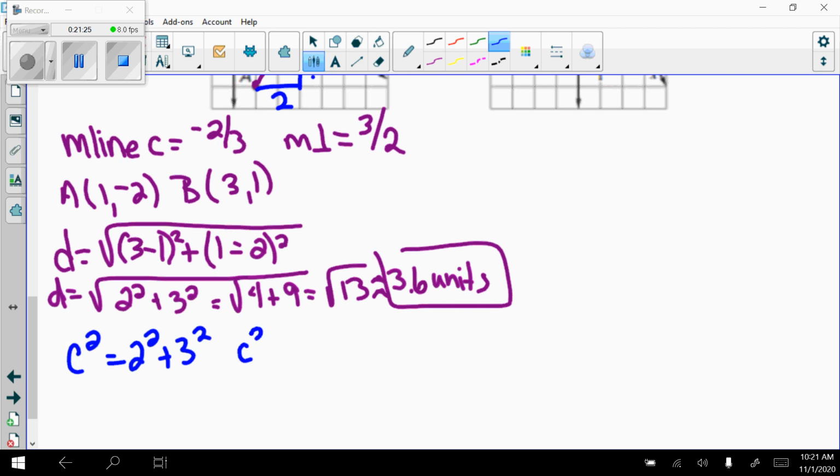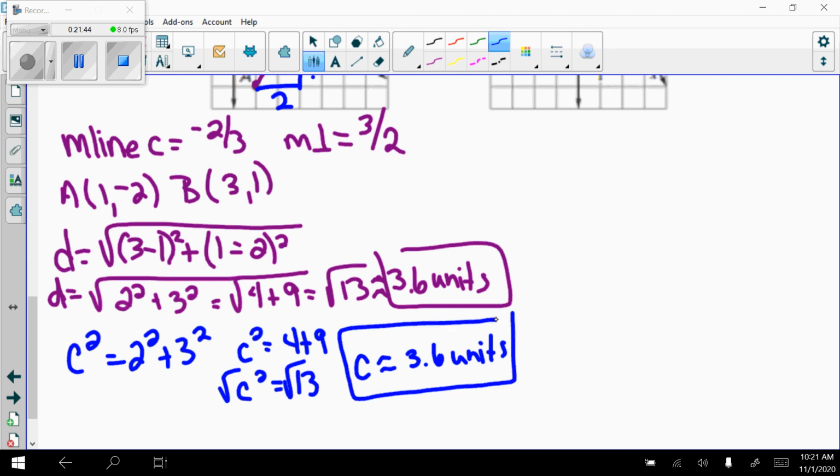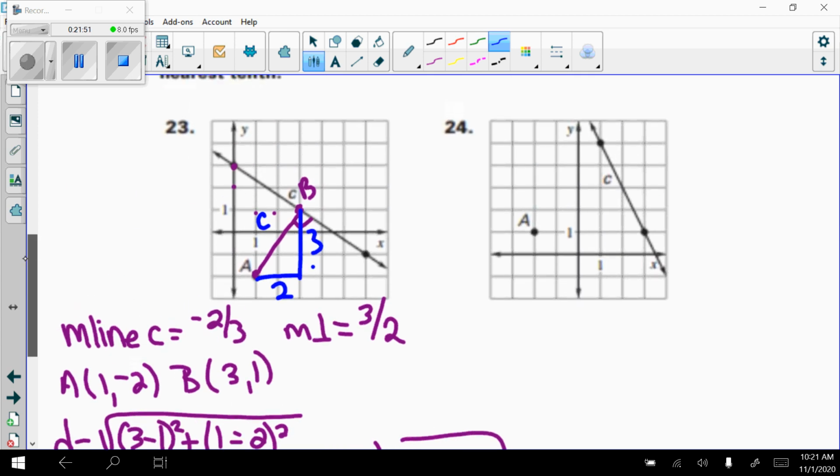So I get C squared equals 4 plus 9. C squared equals 13, but I don't want C squared, I just want C, so take the square root of both sides. So C is approximately 3.6 units. You see, it does not matter, distance formula or Pythagorean theorem. We get the same answer either way. Let's do another example of that.